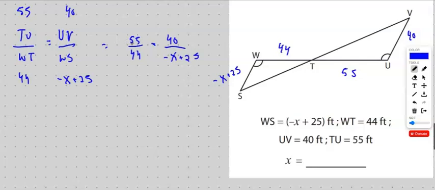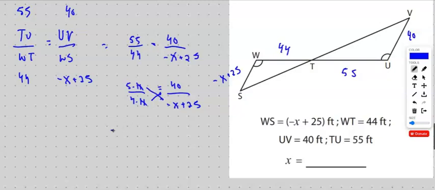I'm going to do something new and novel. I'm going to break this thing apart first. So this is 5 times 11 over 4 times 11. That way I can cross out my 11s. So I have 40 over minus x plus 25. This guy's going to go up. He's going to go down, right? So he's going to come up. He's going to come down.